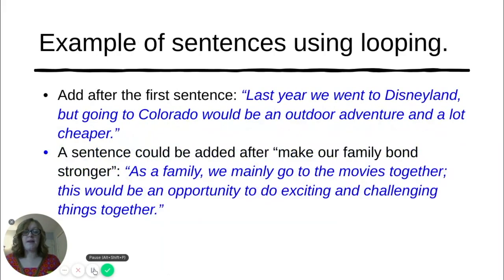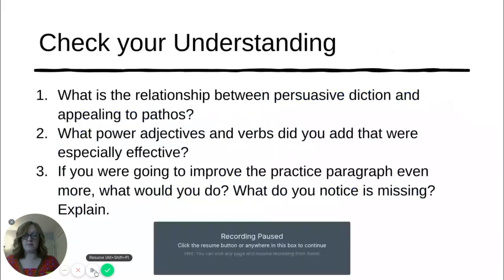So, here we have the 2 example sentences. You may pause here and catch up. Remember, answers will vary and you should have something different than me. You should add information to this letter by looping. Remember, you can add that information by adding powerful verbs and adjectives that appeal to pathos or your emotions.